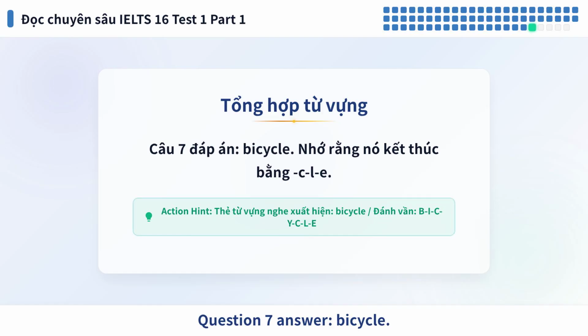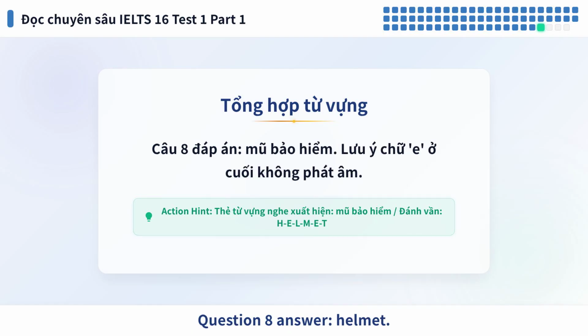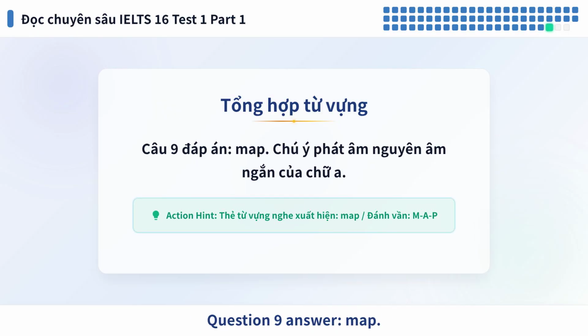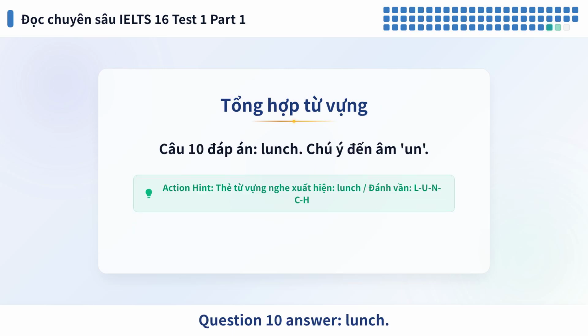Question 5 answer: Garden. Focus on the R sound. Question 6 answer: Forest. Pay attention to the OR sound. Question 7 answer: Bicycle. Remember it ends with CLE. Question 8 answer: Helmet. Note the silent E at the end. Question 9 answer: Map. Focus on the short ah sound. Question 10 answer: Lunch. Pay attention to the UN sound.